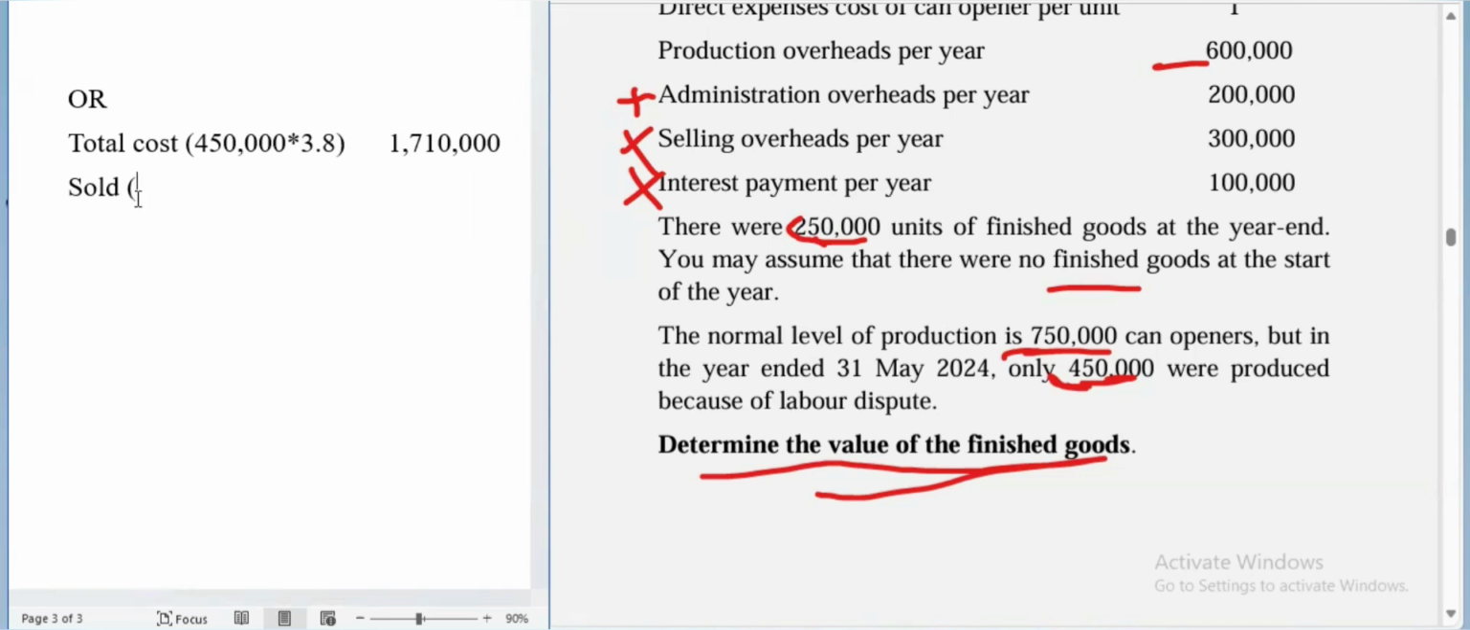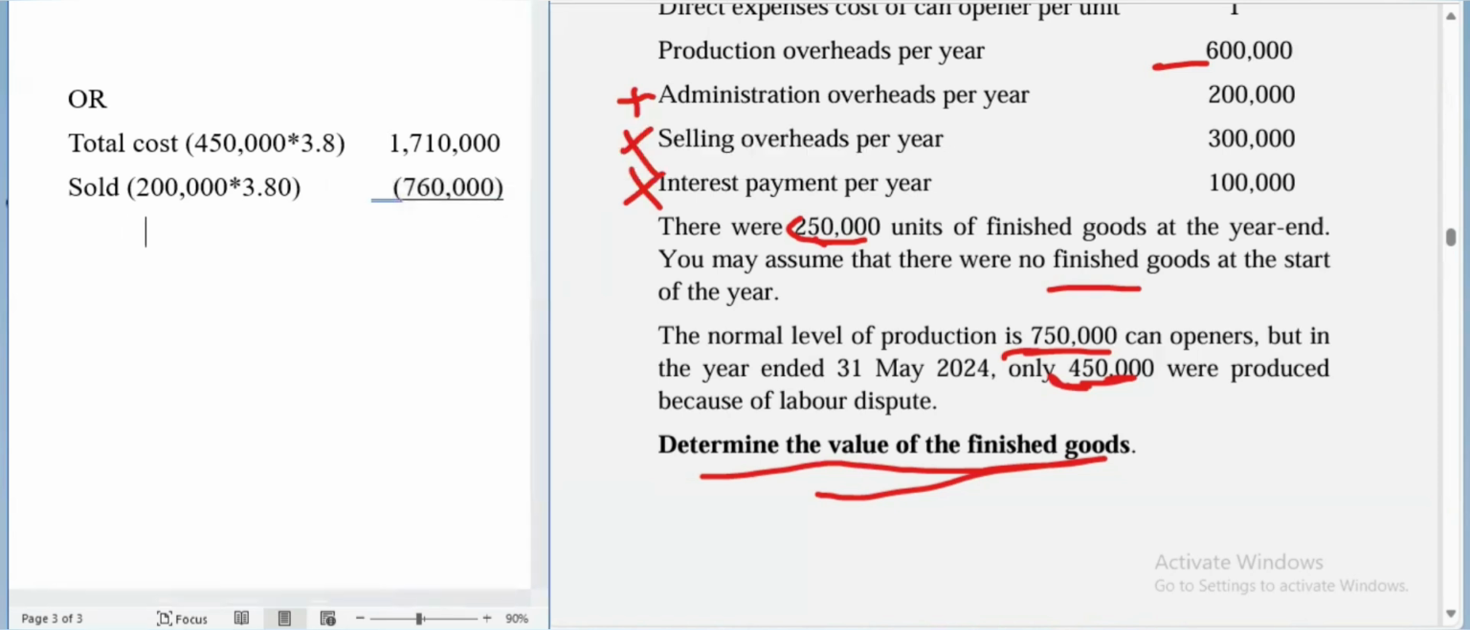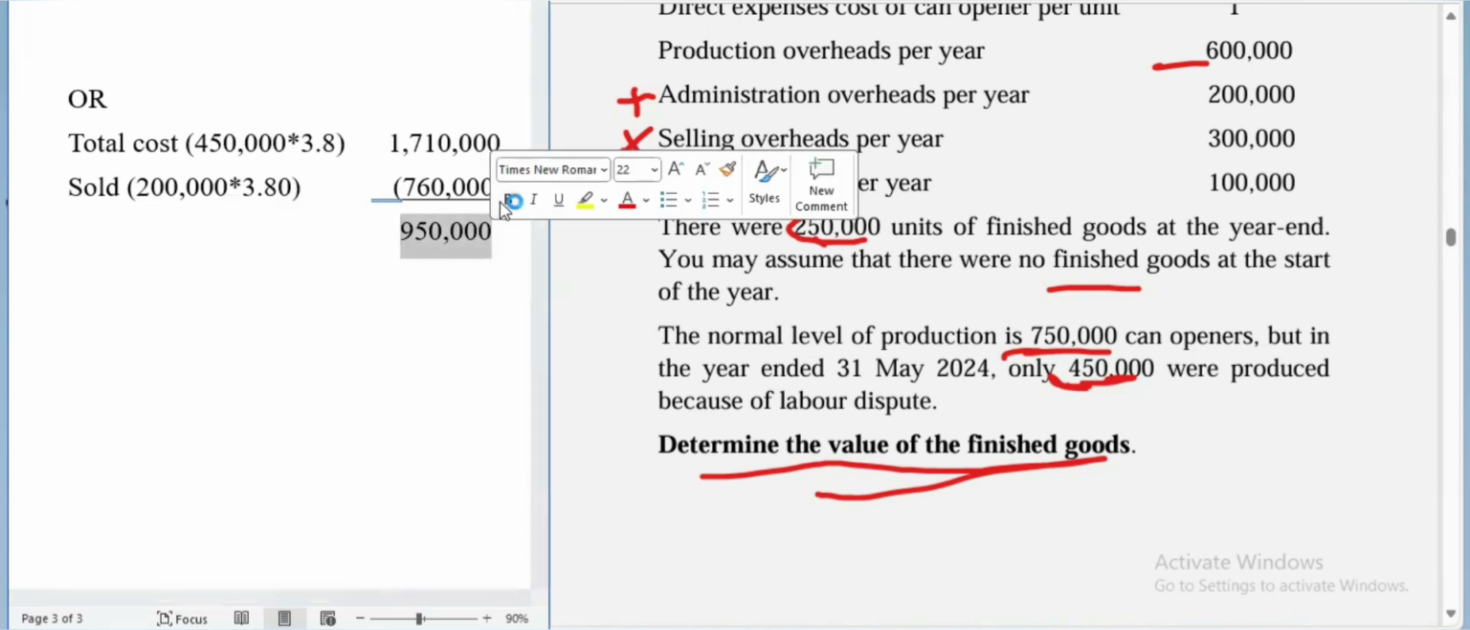So let's pick the cost of the quantity we sold. We sold 200,000 cedis, then times the cost per unit 3.80, right? You multiply this, what are we going to get? We are going to get 760,000, and we are going to deduct it, because that's the cost of what we have sold. So if you deduct the 760,000 from the 1,710,000, you also get your 950 closing inventory. Are you following? So we have so many ways of working this thing, if you really understand the concept.